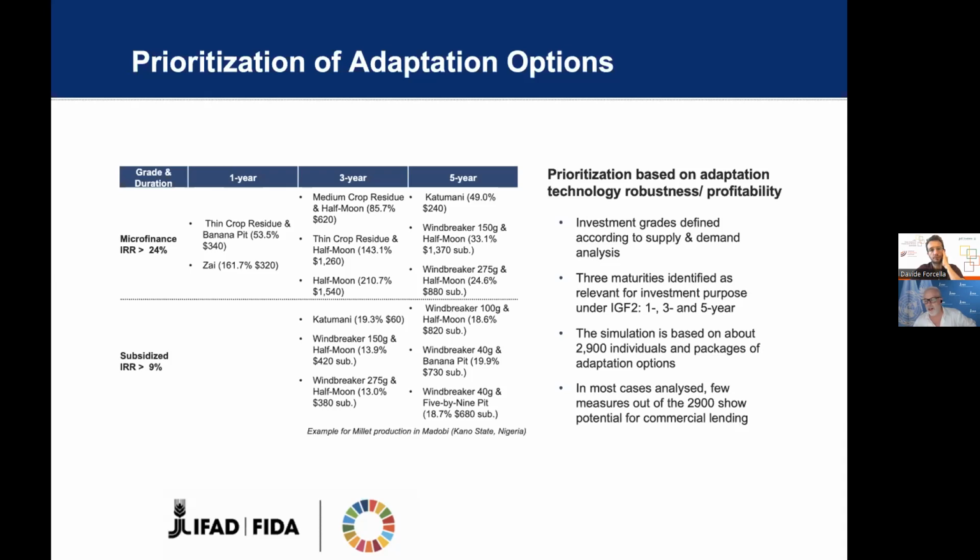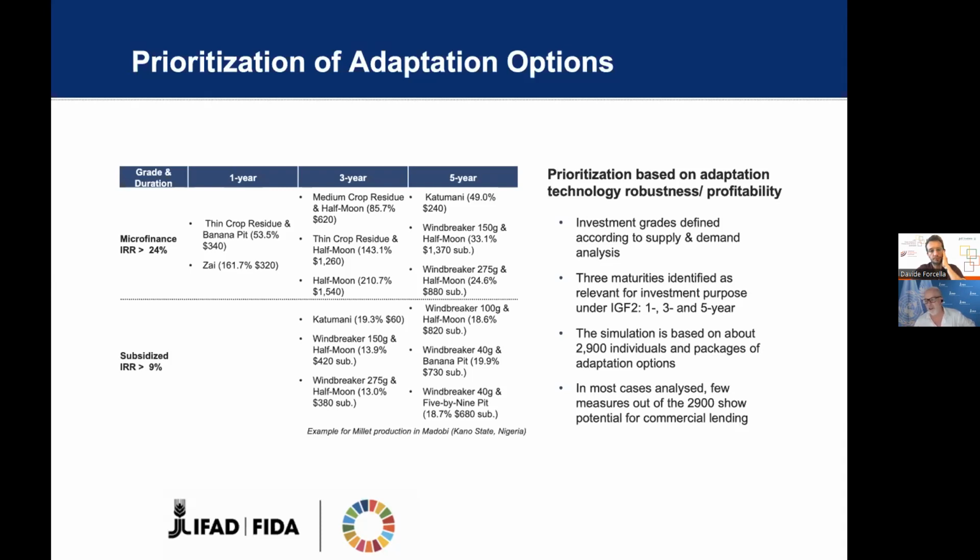And we go to 1 year, and we see if you take a 1-year loan for $340 on a thin crop residue banana pit, that's soil conservation and water conservation techniques, you'll get a 53.5% return on a $340 investment. That's well above the 24% the microfinance institution has to make. So you can make that loan.